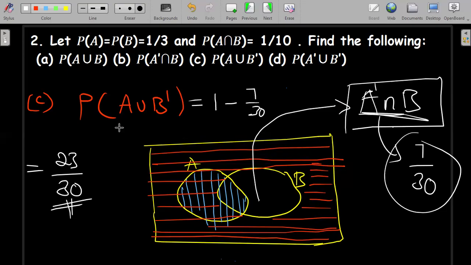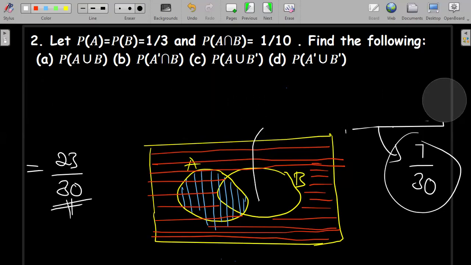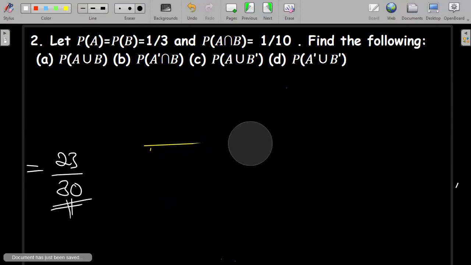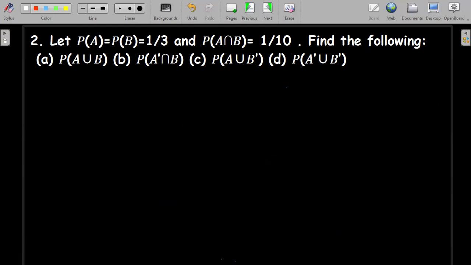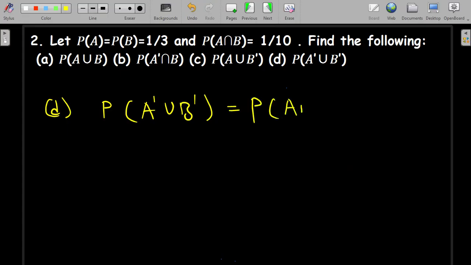Any questions there? All right, if there are no questions, let's solve the last one on question 2. Then we can go to question 3. It's very important for you to picture whatever you are doing. If you picture it, it will be very easy for you to find it. So now we are on D. They're saying the probability of A complement union B complement. Here we are also going to use De Morgan's laws. So this will be the probability of A intersection B and then complement.